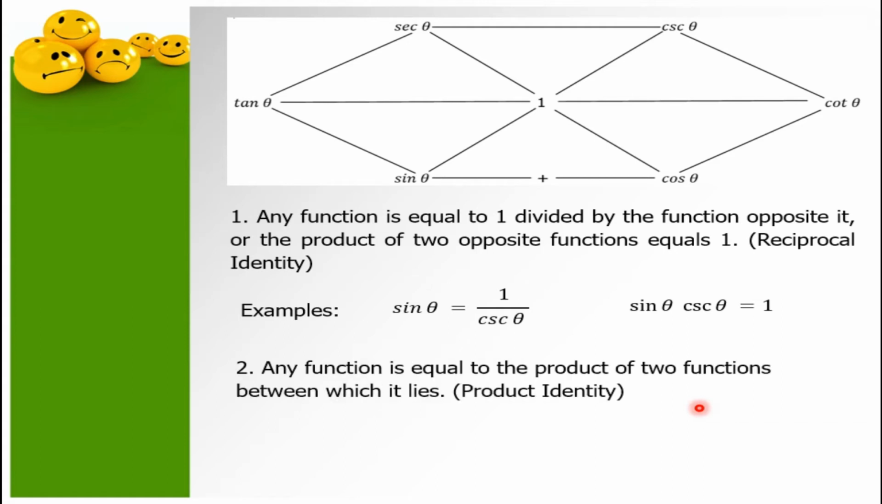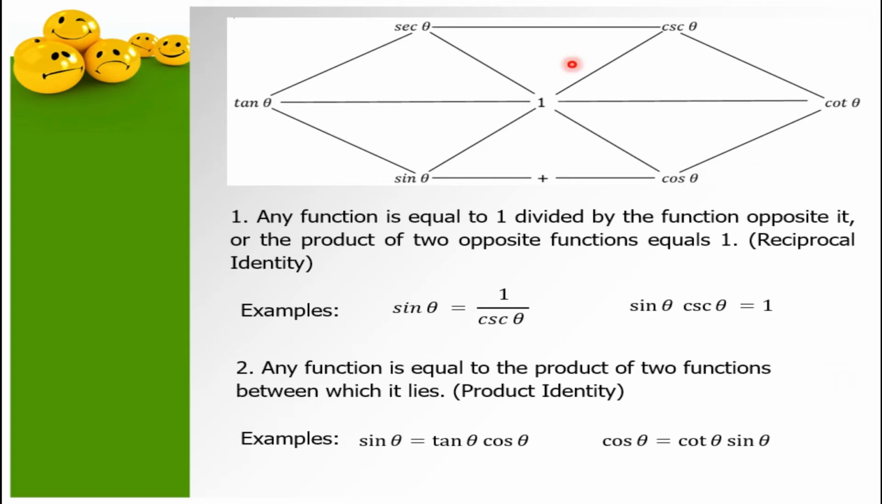Now for number 2, any function is equal to the product of two functions between which it lies, or the product identity. Say for example, we're going to take the sine theta. Sine theta is between cosine and tangent theta. So by using statement number 2, we can say that sine theta is equal to tangent theta times cosine theta. Another example, if we take cosine theta, that is in between of the functions sine theta and cotangent theta. So therefore, cosine theta is equal to cotangent theta times sine theta.